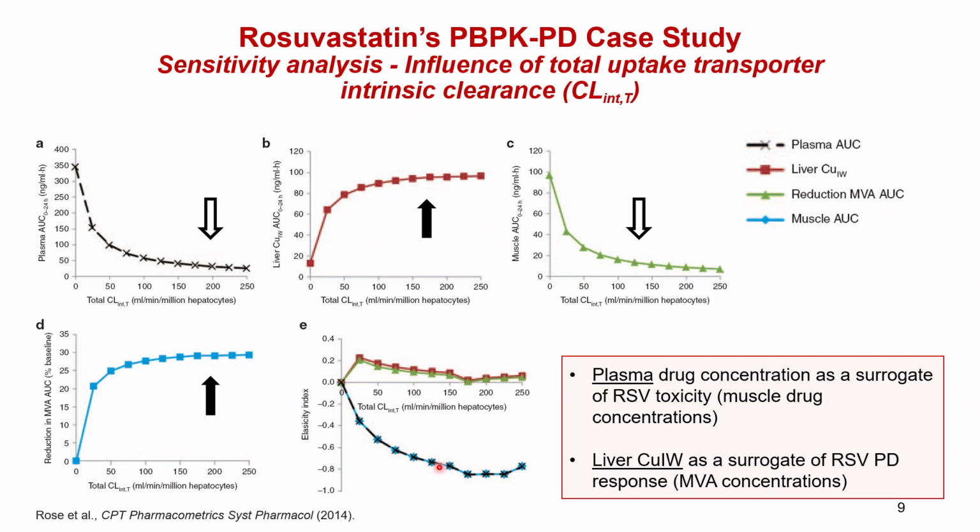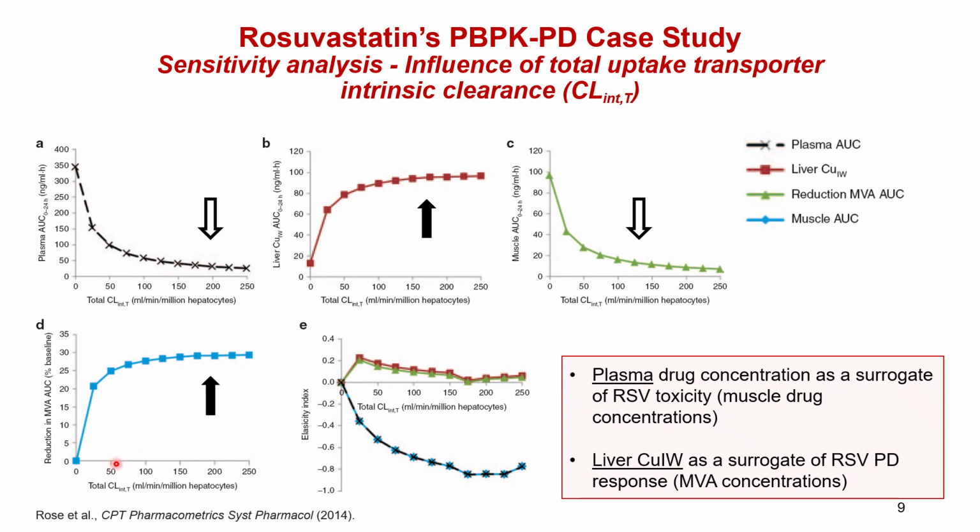So the key message here is that the plasma drug concentration serves as a surrogate of toxicity, which is the muscle drug concentrations. By increasing the total intrinsic clearance of the uptake transporter OATP1B1, there is a decrease in the plasma AUC as well as a decrease in the muscle AUC. However, by increasing the total intrinsic clearance, the liver unbound intracellular AUC increases.